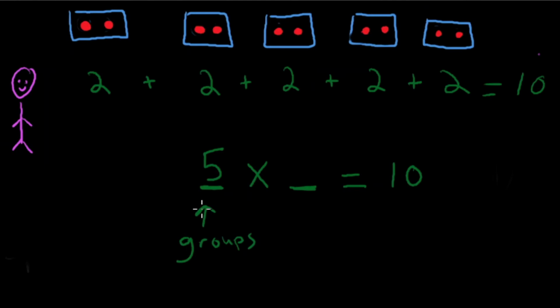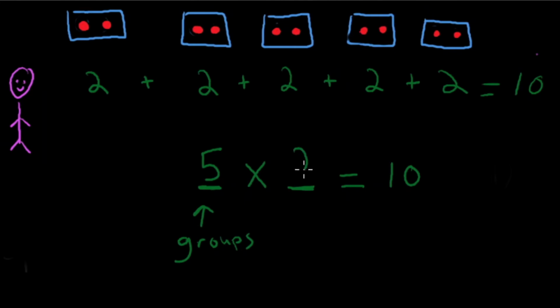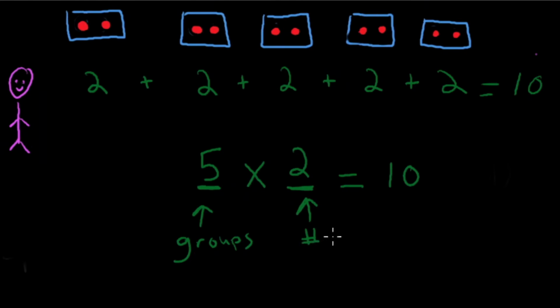Now, think about this next question. How many apples were in each group? Well, let's look. There were 2 in this group. 2, 2, 2, 2. So there's 2 in each group. There were 5 groups. And there were 2. So I'm going to put underneath there the number.